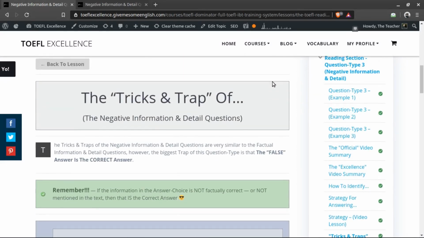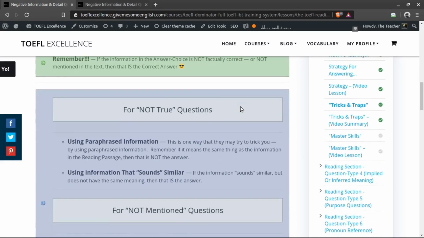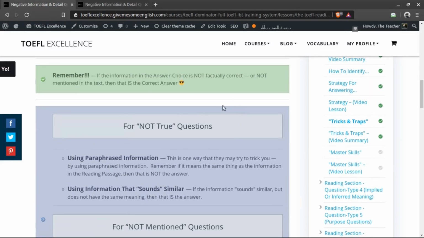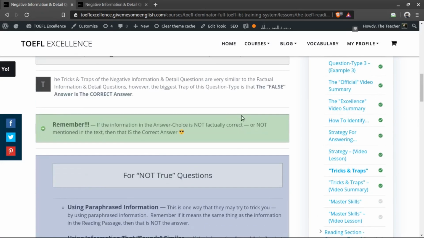Now, as you know, this question type is basically just another form of the factual information and detail questions, but I'm sure you'll remember that the tricks and traps for that question type were quite extensive, and the master skills were also quite a lot. This one, not so much. This one should be really easy. First of all, identifying this question type is really simple because you just look for the word not or the word except in the question stem.